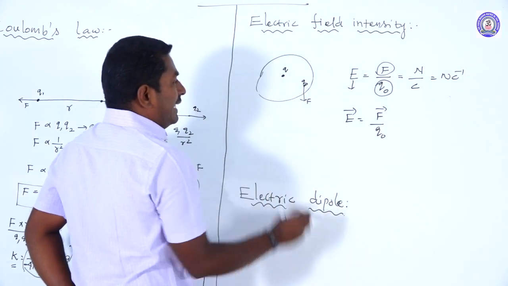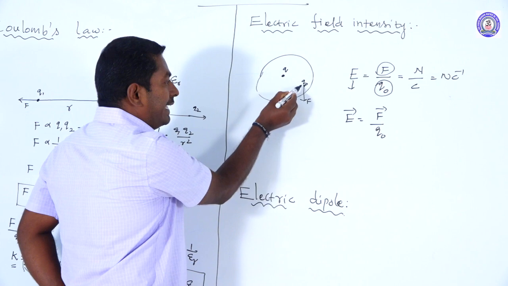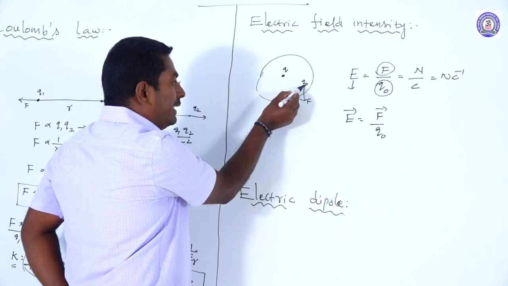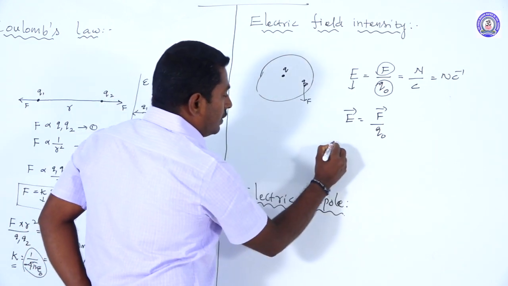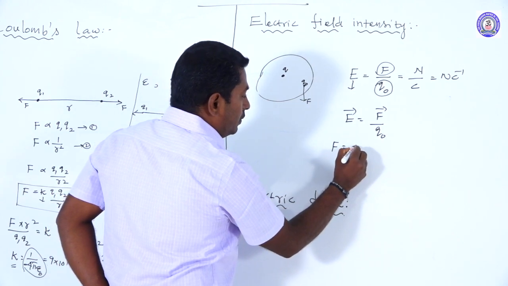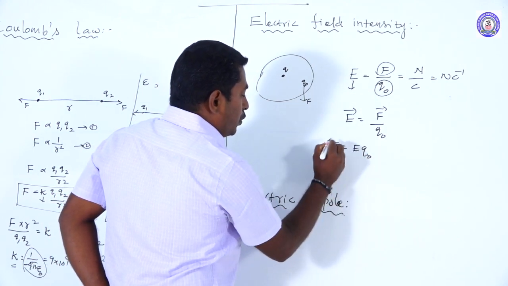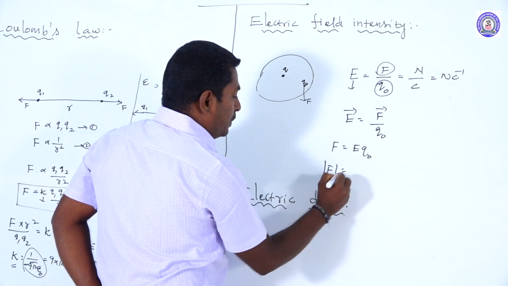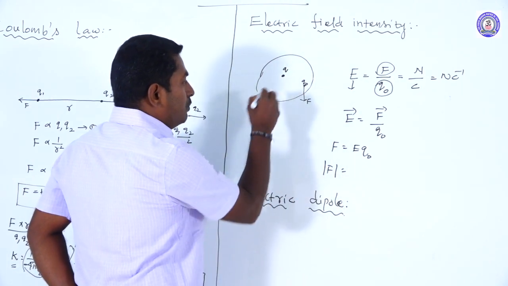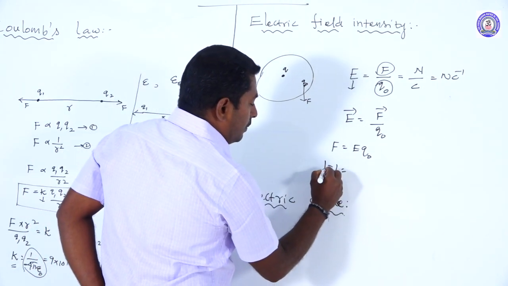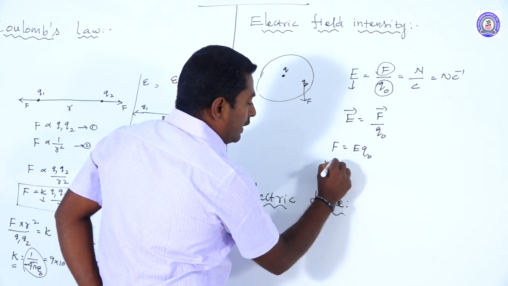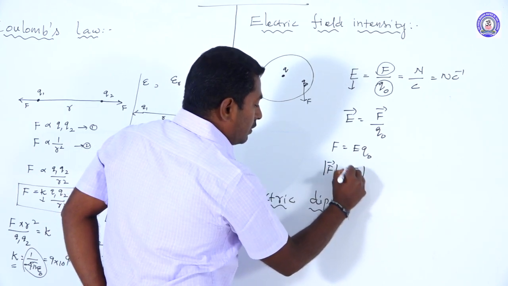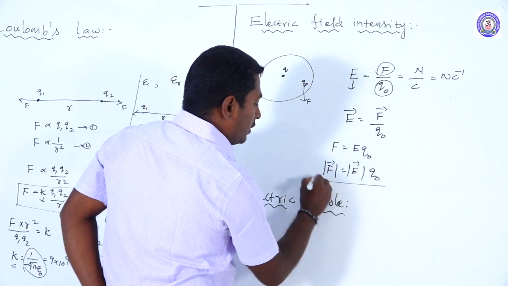So the electric force experienced per unit test charge kept at that point, F is equal to E Q naught. So the magnitude of the electric force experienced by a charge subjected within an electric field, modulus of F vector, is equal to modulus of E vector into Q naught.